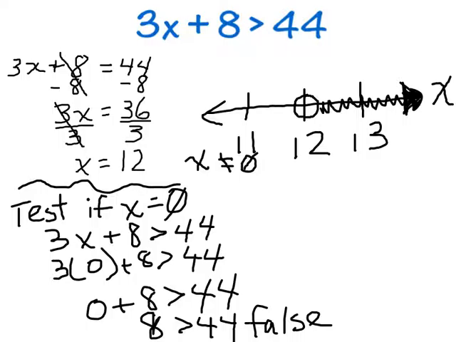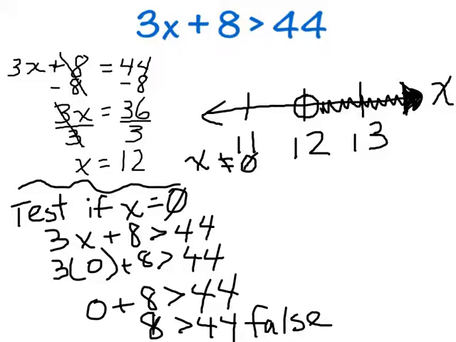So I can put in another value, such as a nice even number like 20, into my inequality. 3 times 20 is 60, 60 plus 8 is 68, and 68 is indeed greater than 44. If I put a number on this side into my inequality, such as 10, 3 times 10 is 30, 30 plus 8 is 38, and 38 is not greater than 44, so it makes a false statement.